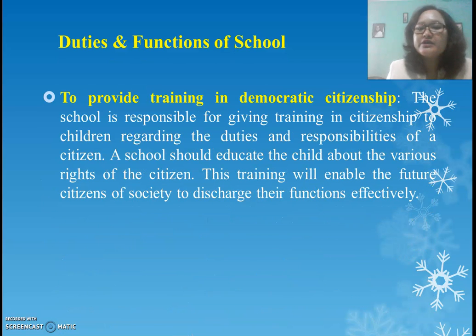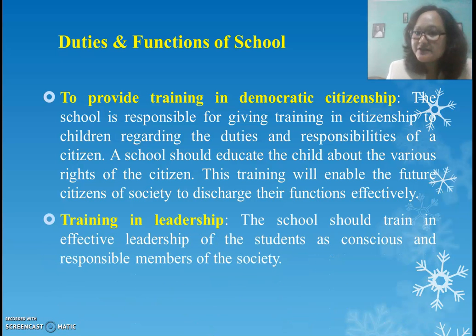To provide training in democratic citizenship, the school is responsible for giving training in citizenship to children regarding the duties and responsibilities of a citizen. A school should educate the child about the various rights of the citizen, and this training will enable the future citizens of society to discharge their functions effectively. Training in leadership, which is very, very important. The school should train students in effective leadership as conscious and responsible members of the society and not just mere followers.